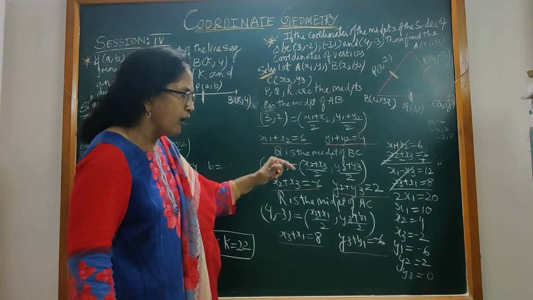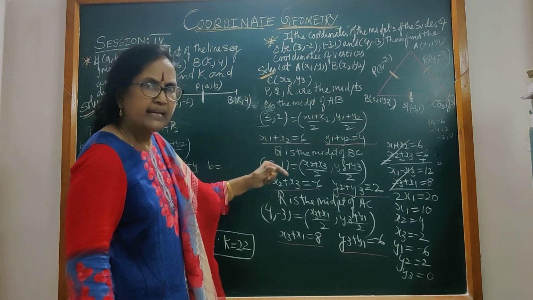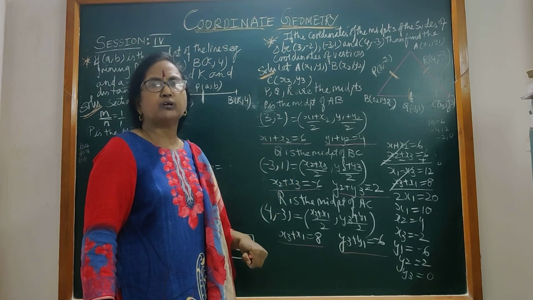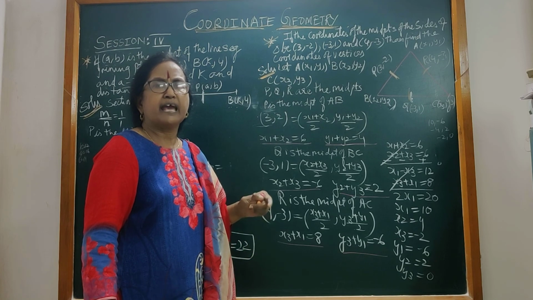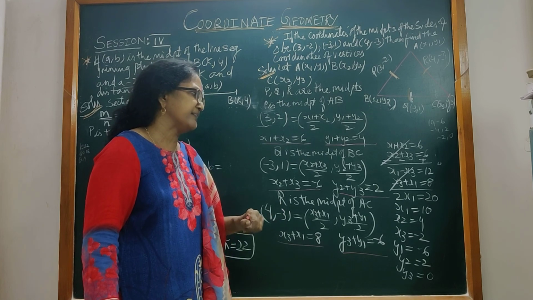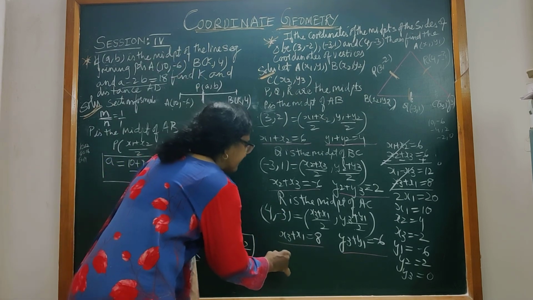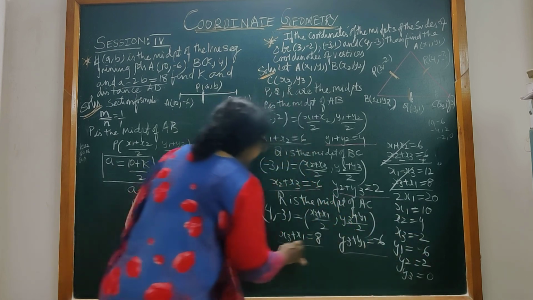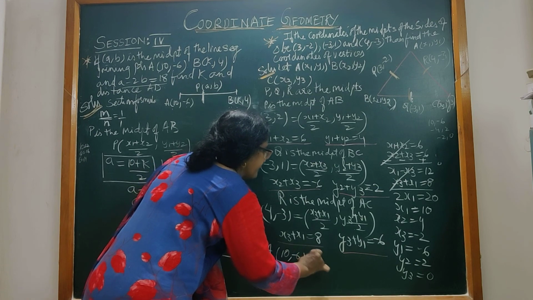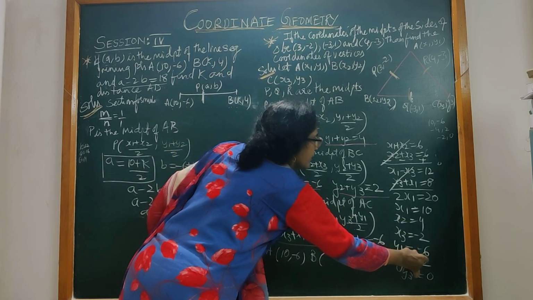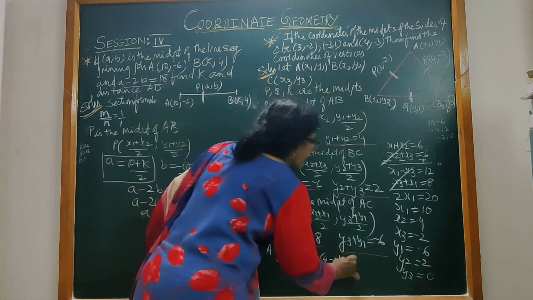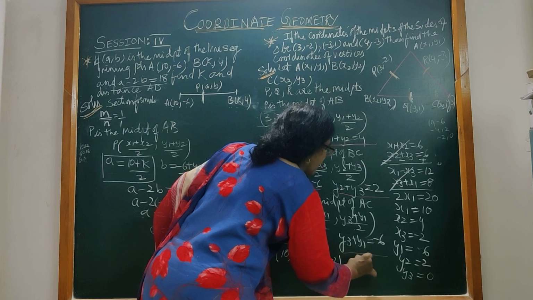So we have got all of these by solving the equations by the elimination method. We can find the coordinates of the triangle: (x1, y1), (x2, y2) and (x3, y3). So the coordinates of A will become (10, -6). Then your B will become (4, -2), and the coordinates of C will become (-2, 0).